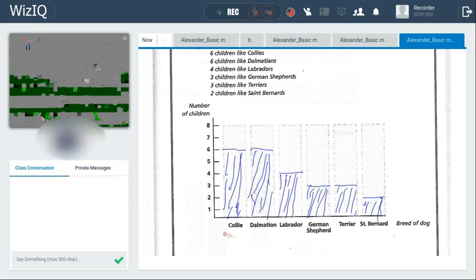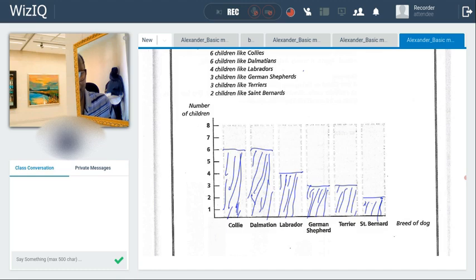Okay. So which 2 dogs were the most popular? So it's going to be Collie, yes, and Dalmatian. Which was the least popular? It's going to be St. Bernard. And then how many children like Labradors? 4. Yes, 4 of them.